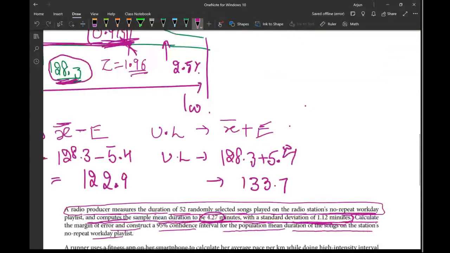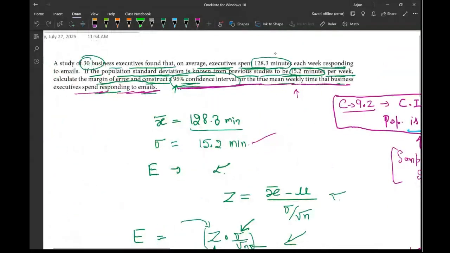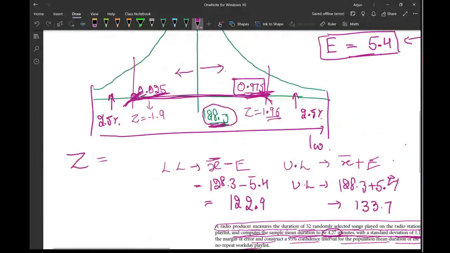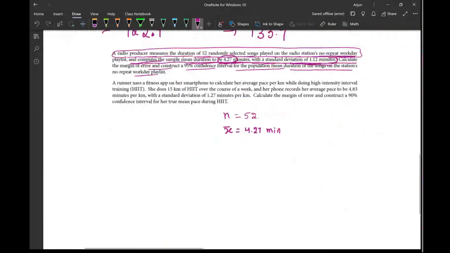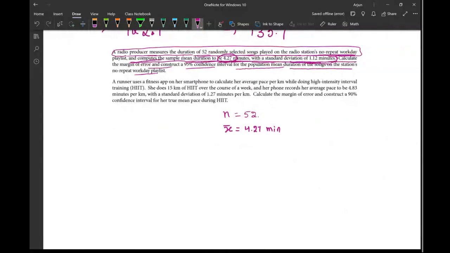Compared to this one, I just wanted to show you here what was given to me. A 30 business executive found out that on an average they spend 128 minutes each week responding, and the population standard deviation, they specifically said the population standard deviation of the previous study is 15.2 minutes. So they've taken it from the previous study. That's why we use the z distribution. Now in this one we are using the standard deviation of the sample. So the S value is, well, not 4.27 minutes, it is 1.12 minutes, and calculate the margin of error and construct a 95% confidence interval.